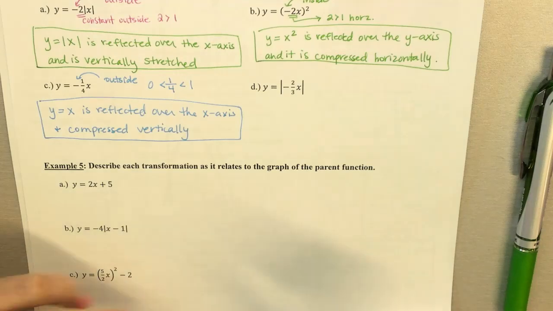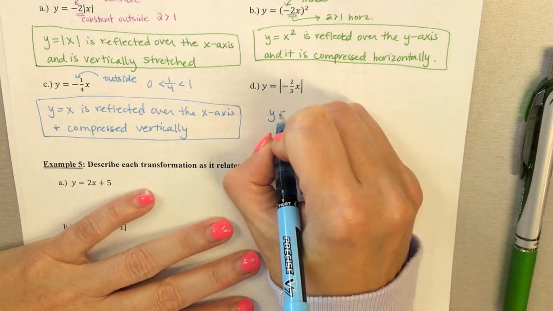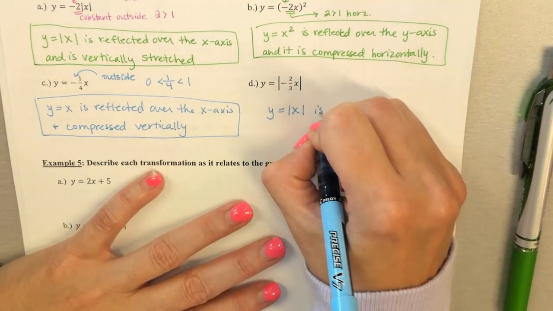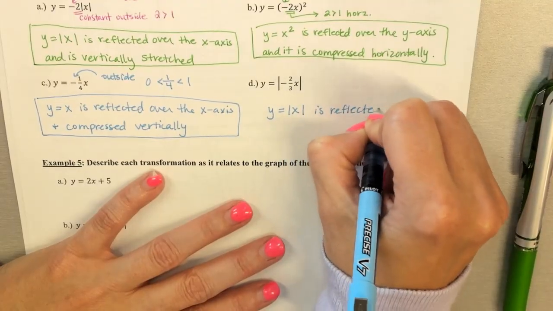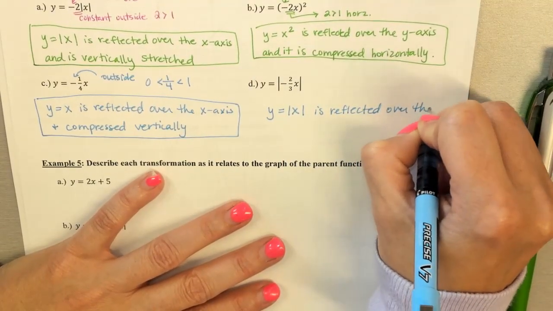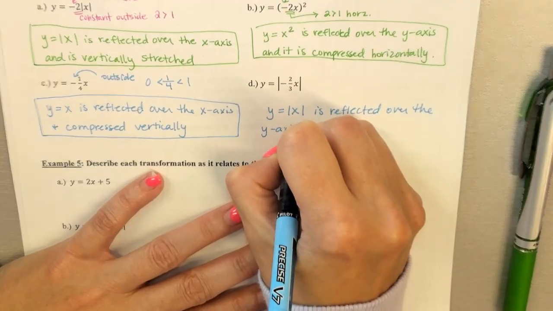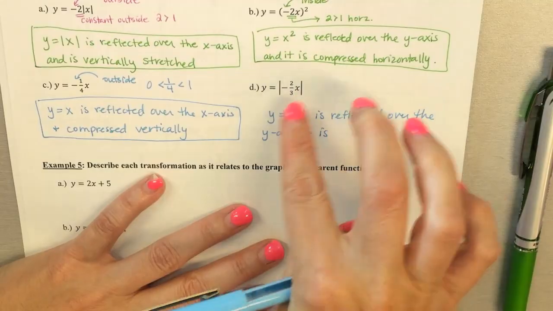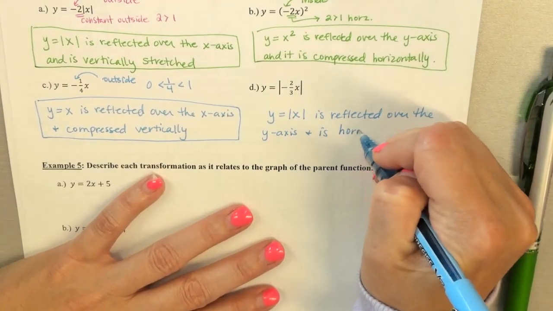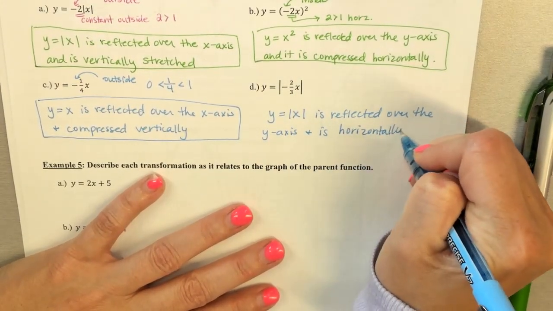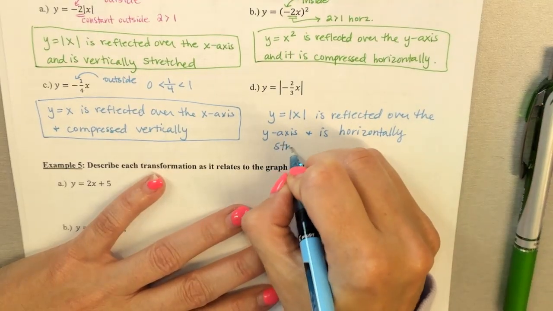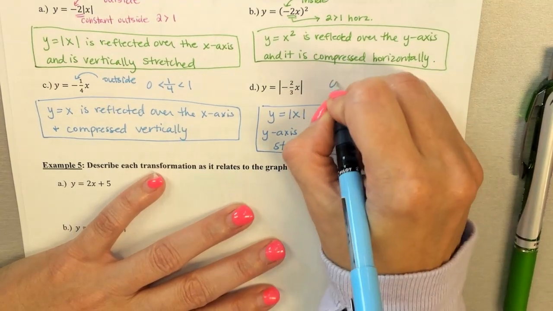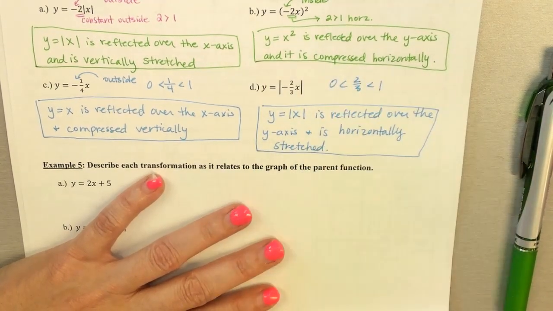Okay, and then for this one, it's inside. It's the absolute value. So y equals the absolute value of x is reflected over the y-axis. Okay, it's inside. That's how we know it's over the y-axis. And our constant is inside. So we can say it is horizontally stretched. And again, it is stretched because 2/3 is between 0 and 1.